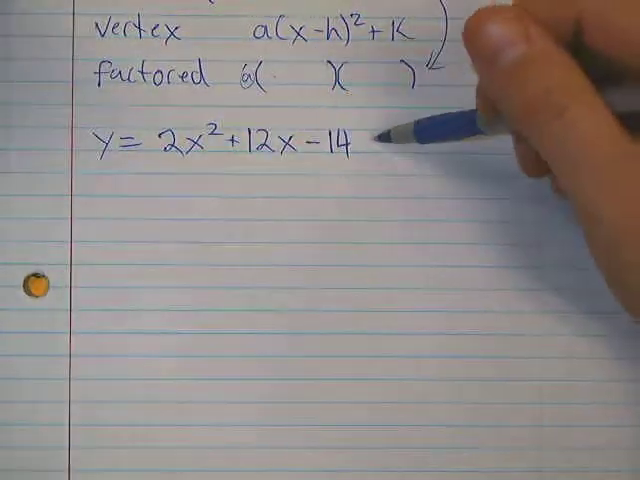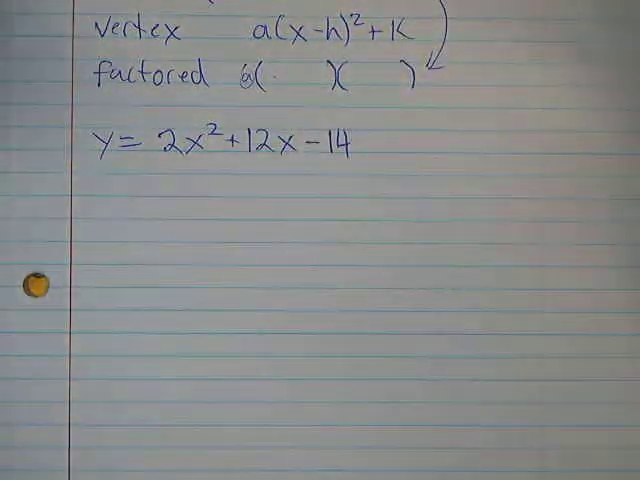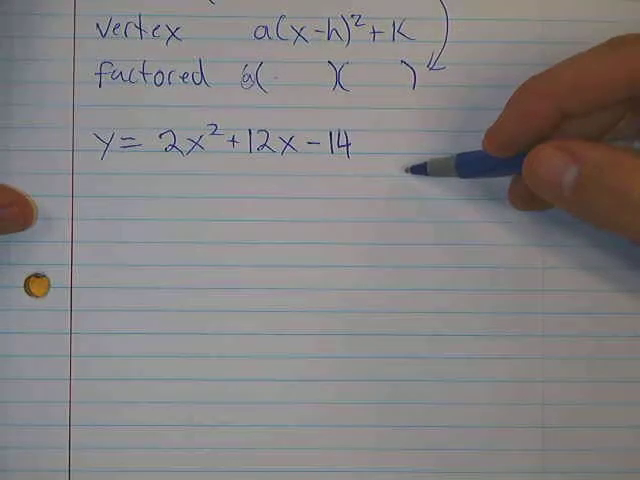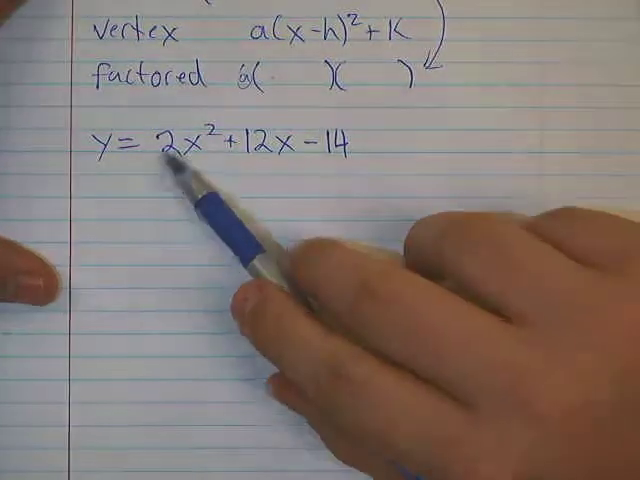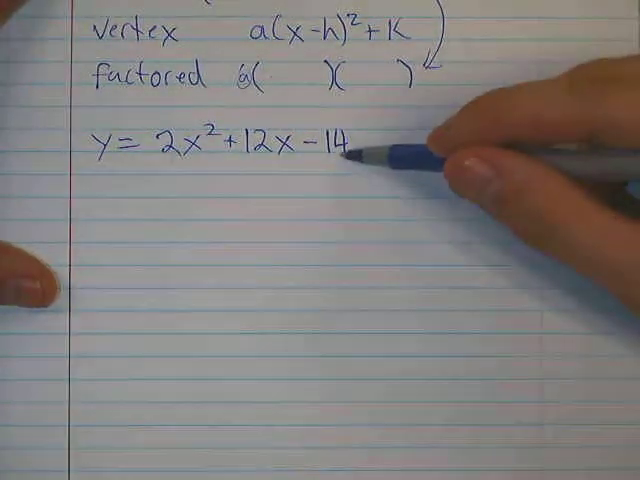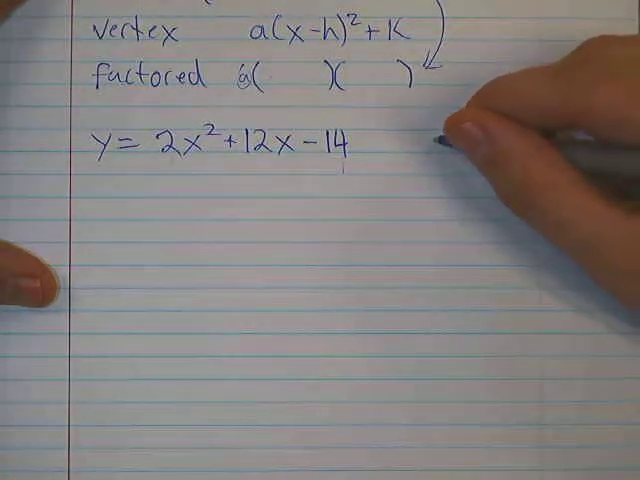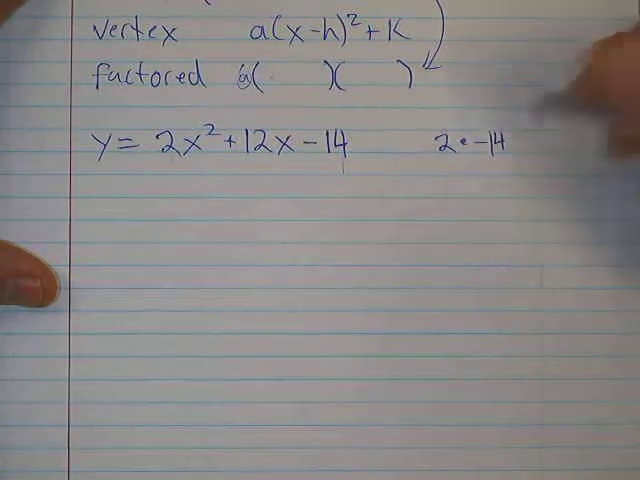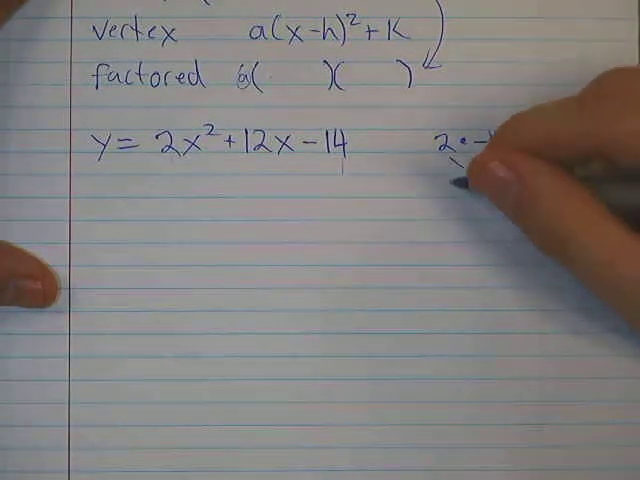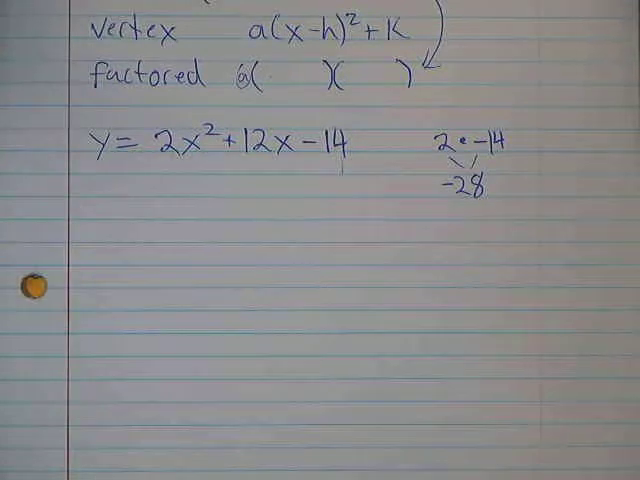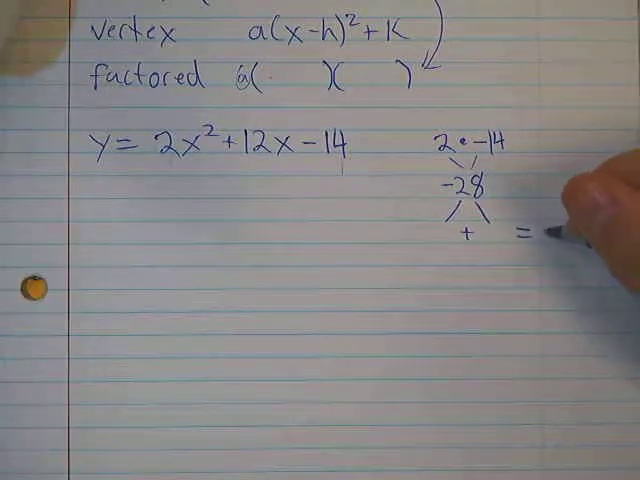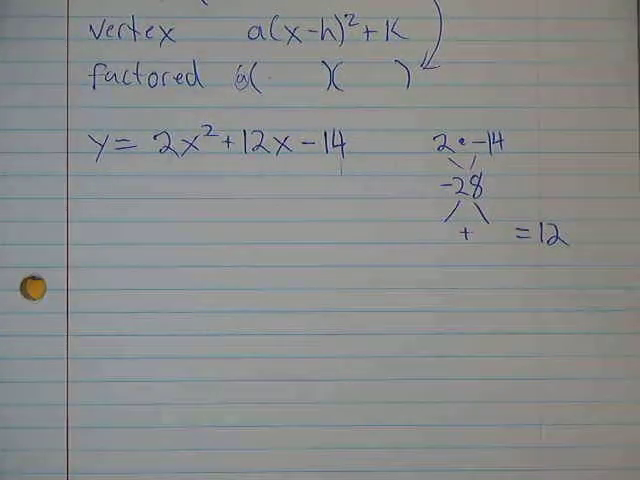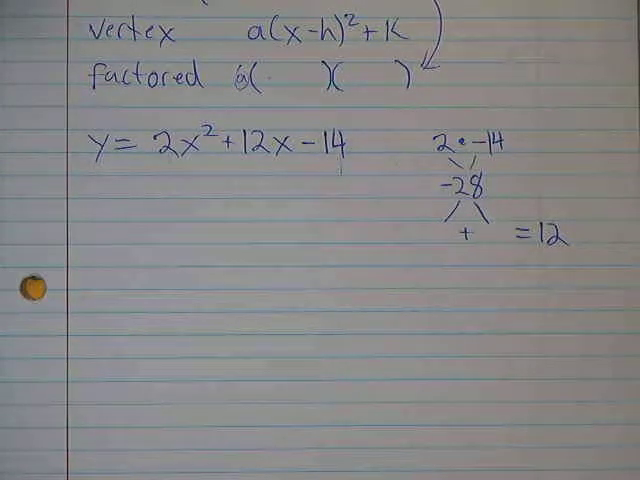So the first thing you need to do to go from standard form, which is what we have here, to factored form is, well, what we're going to do is go through a process called factoring. In order to factor, you need to take your first number, your a value, and multiply it by your c value. So I'm going to do 2 times negative 14. And that will combine to be a negative 28. And now what I need is two numbers that multiply to be negative 28, and yet add to be a positive 12.